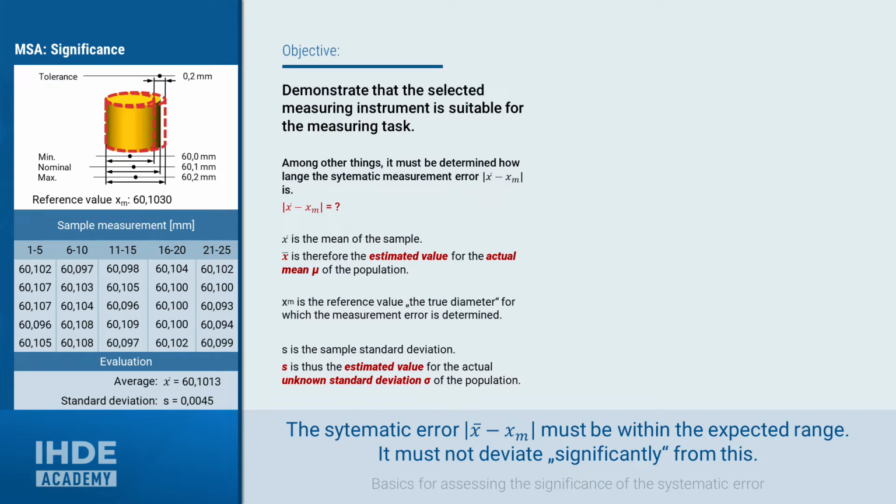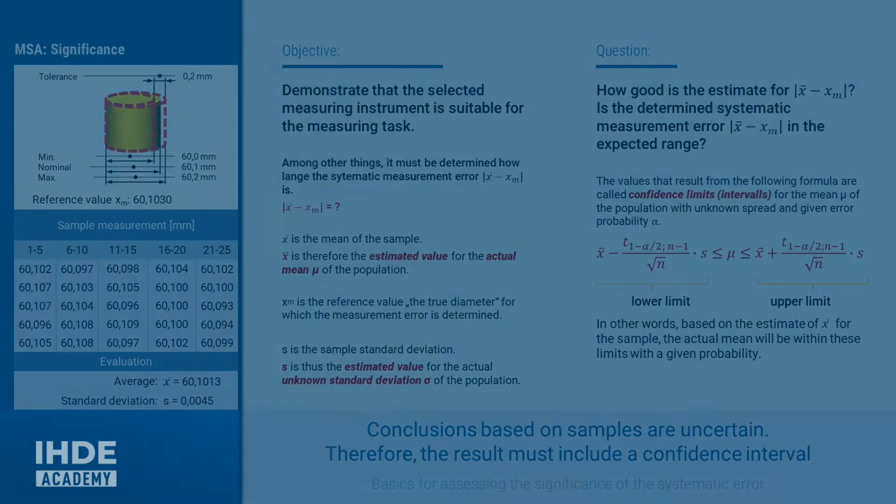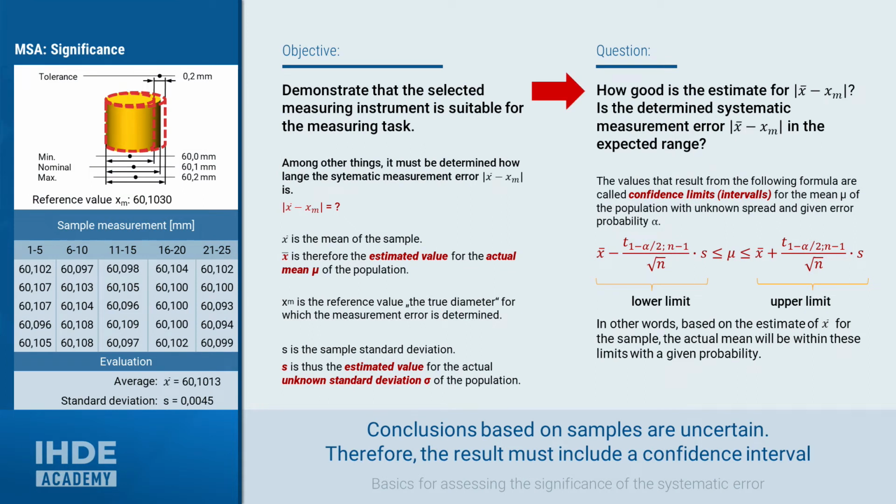For the systematic measurement error, it is irrelevant whether the mean value is greater or smaller than the reference value, so whether the sign is positive or negative. Only the absolute value or the absolute amount counts. This is what the two vertical lines in the formula stand for. The question now is how good the estimate for the systematic measurement error is. Is this estimation in the expected range?